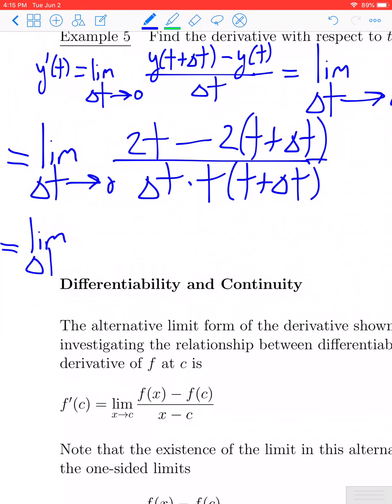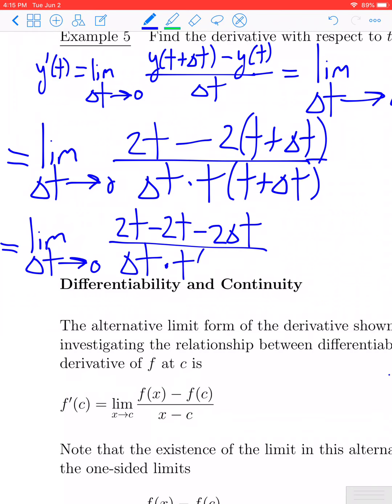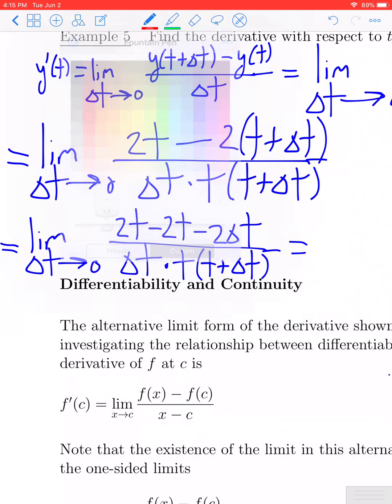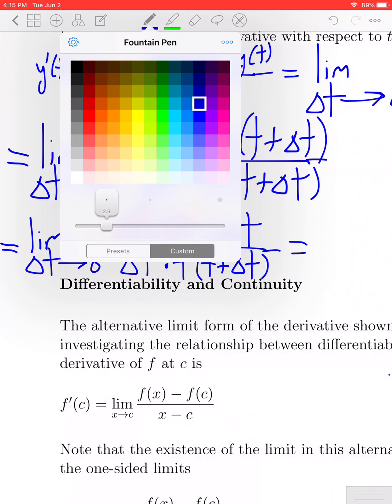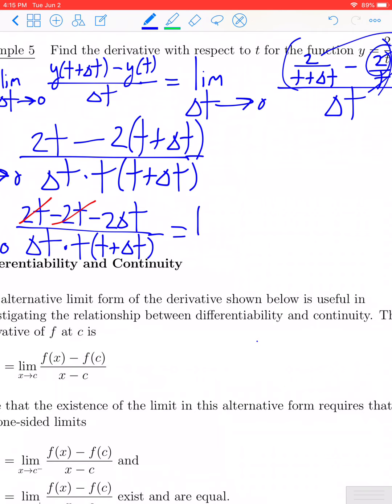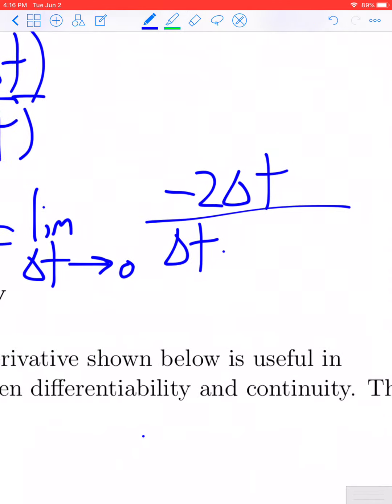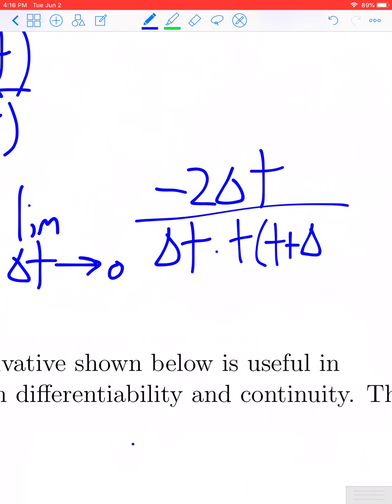This is going to be the limit as delta t goes to 0 of, distribute the sign in the numerator, we get a negative 2t minus 2 delta t all over delta t times t plus delta t. The next thing that will happen is in the numerator we have a 2t and a negative 2t. Those will cancel. So this is going to be equal to the limit as delta t approaches 0 of negative 2 delta t divided by delta t times t plus delta t.